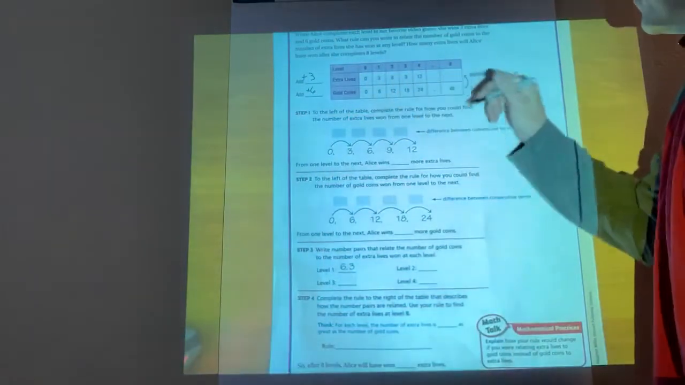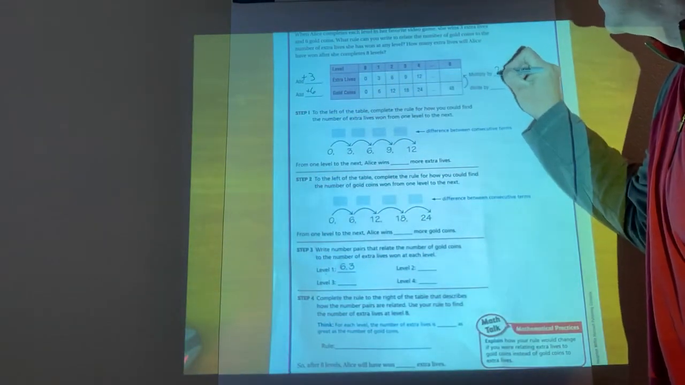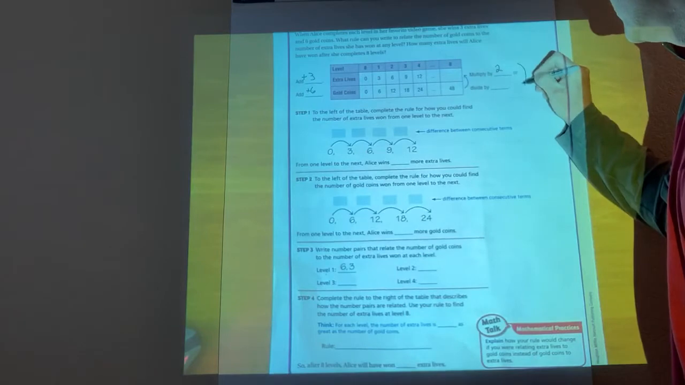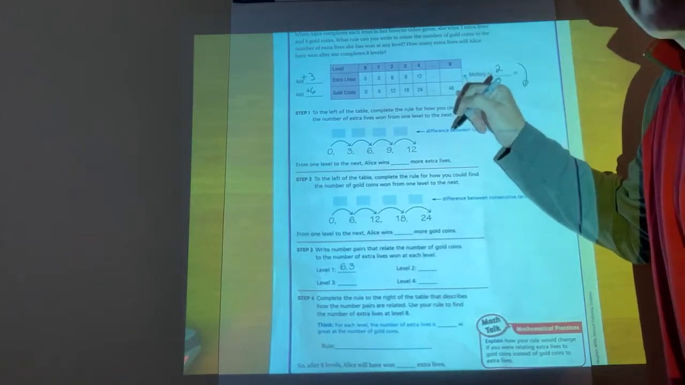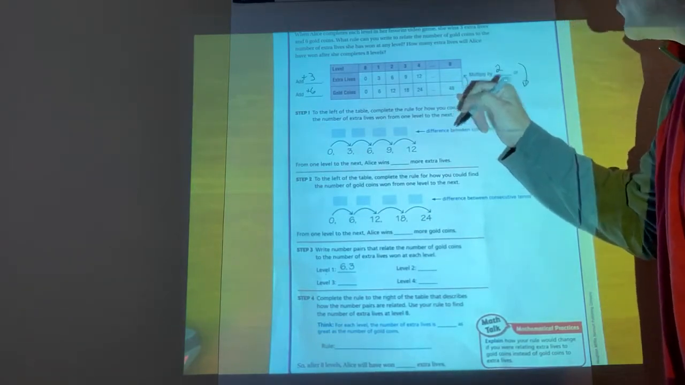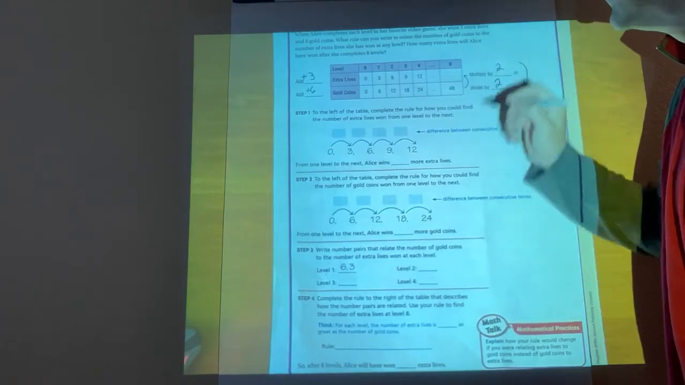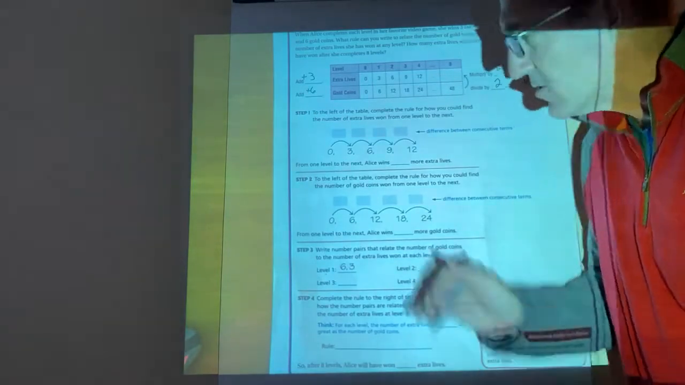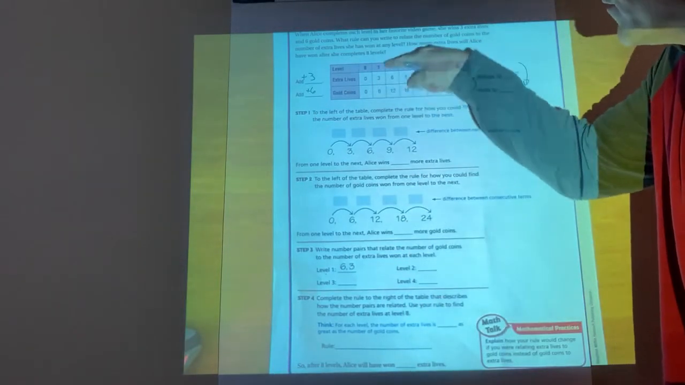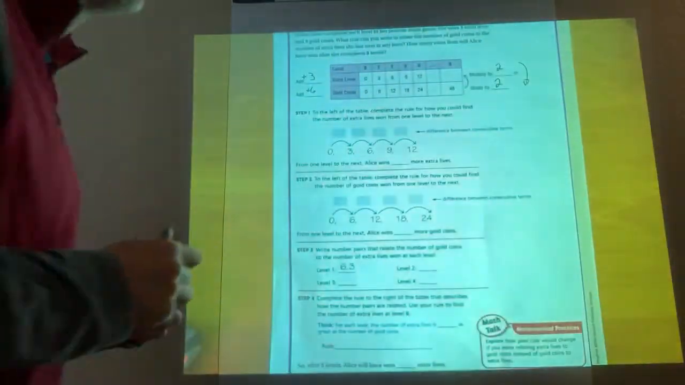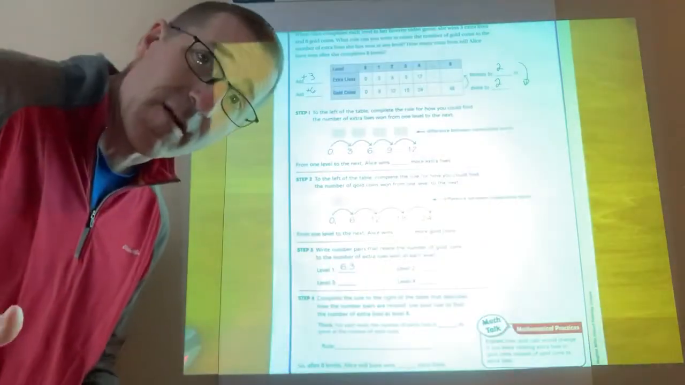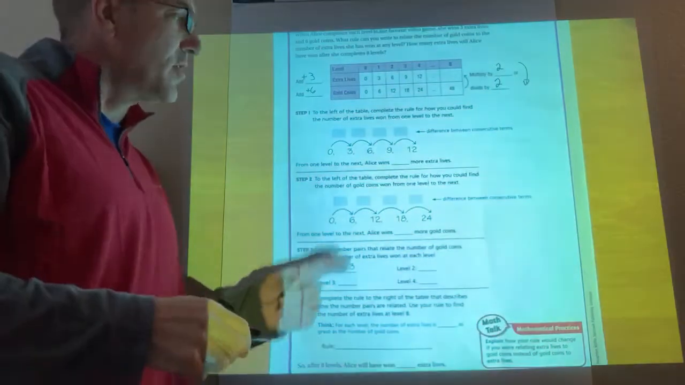So my rule would be to multiply lives by 2 going that way, or I divide the number of gold coins by 2 to get the number of extra lives. So my relationship is times 2 or divide by 2. If I want a smaller number, I divide. If I want a bigger number, I multiply, right? And then you go down here.